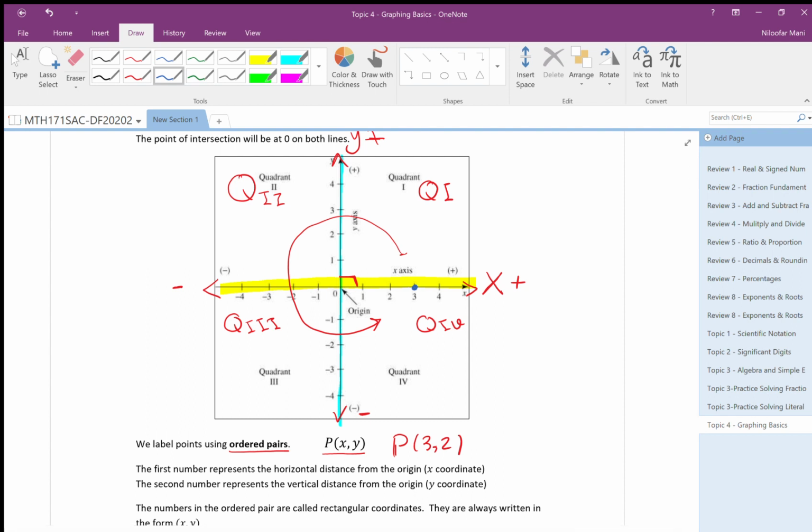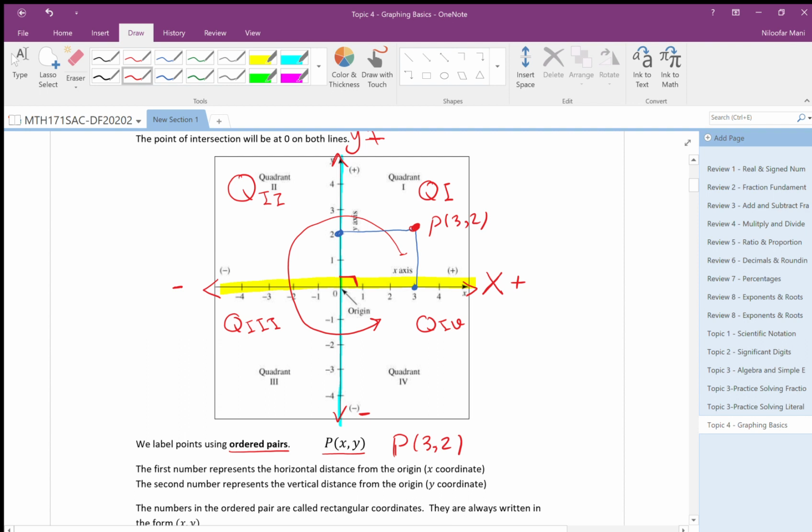Then I find 2 on the y-axis. Again, positive 2, so I go up. If I have negative, I go down. So this is positive 2. Then I make a perpendicular line here, I make a perpendicular line here, and the point which I find is P, which is 3 and 2.